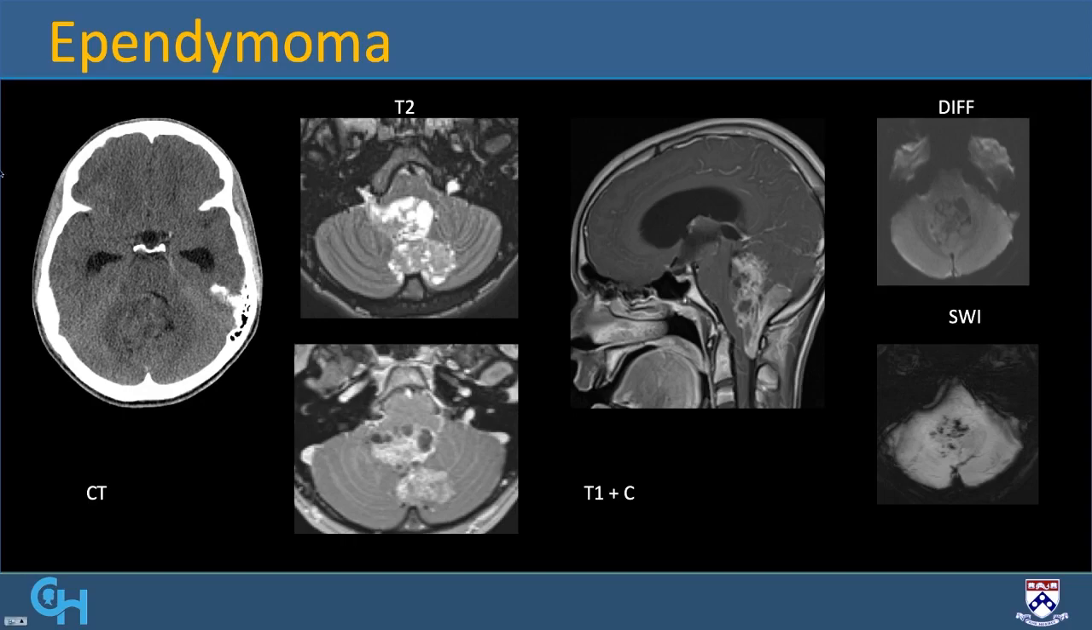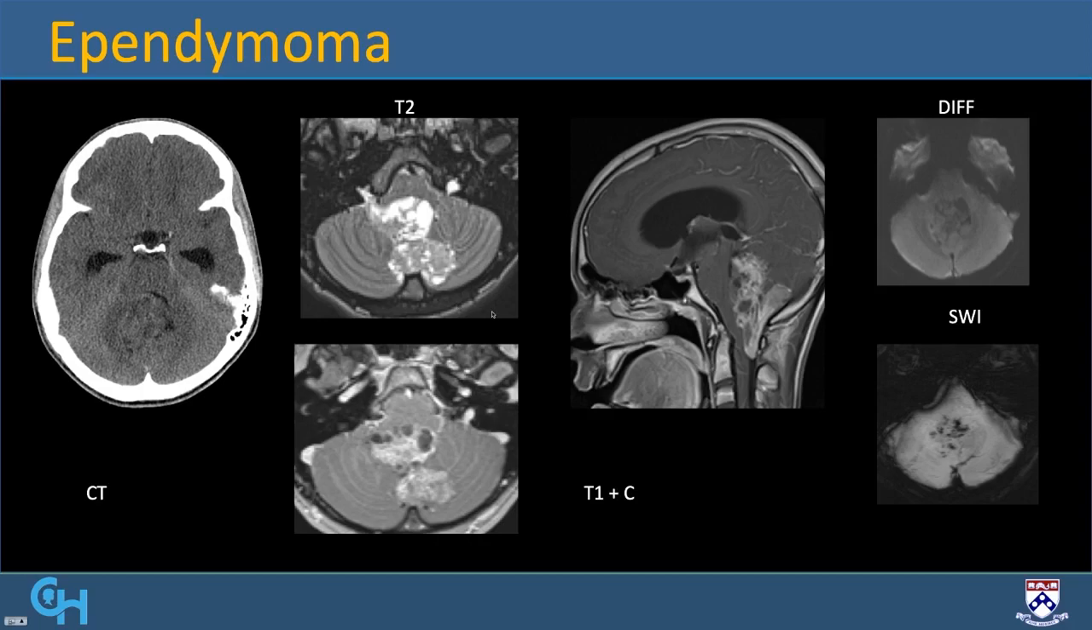So here we have a lobulated mass lesion on the CT scan, which is expanding and compressing the fourth ventricle. I want you to notice that in this one, the attenuation of the mass is not typically higher than that of the rest of the brain, in contrast to medulloblastoma, which is more likely to be hyperdense compared to the brain on unenhanced CT scan. And also, again, this tumor is also causing hydrocephalus.